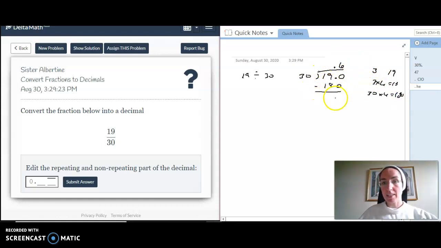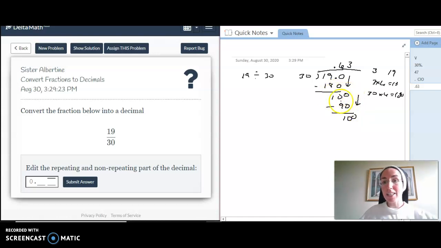I subtract and I get 10. Well, 30 doesn't go into 10, so I need to bring down another 0. How many times does 30 go into 100? It goes in 3 times. 3 times 30 is 90. Subtract, I get 10. Bring down another 0.